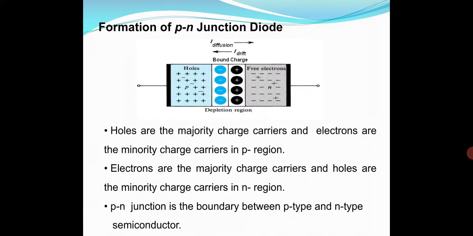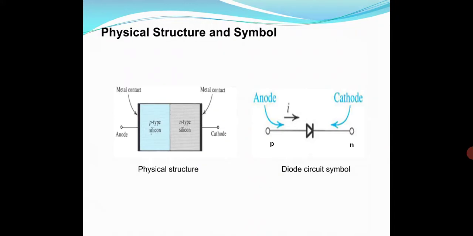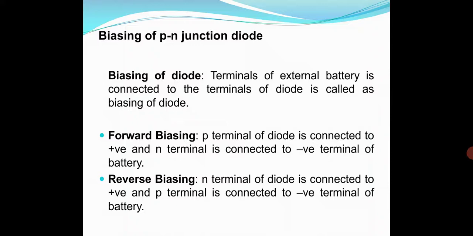Formation of the PN junction diode. As we know, holes are the majority charge carriers in the P region and electrons are the minority charge carriers there. In the N region, electrons are the majority charge carriers and holes are the minority charge carriers. When a PN junction is the boundary between P-type and N-type semiconductors, the charges will diffuse. There is a diffusion of charges and formation of the PN junction depletion region. Their charges are depleted, that's why there is a depletion region. We will see the PN junction in detail later; here we are just viewing it.